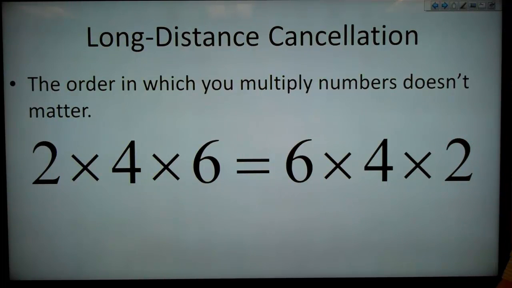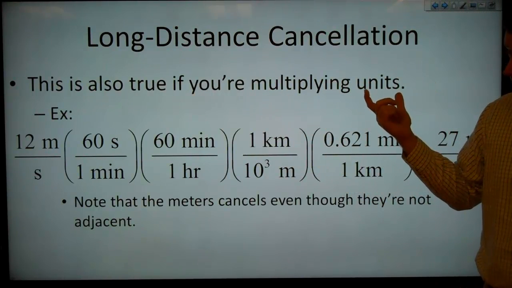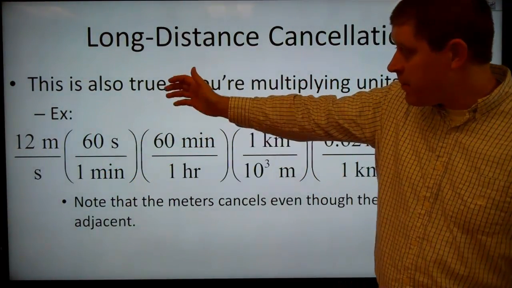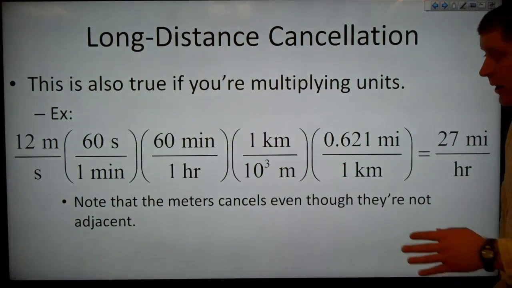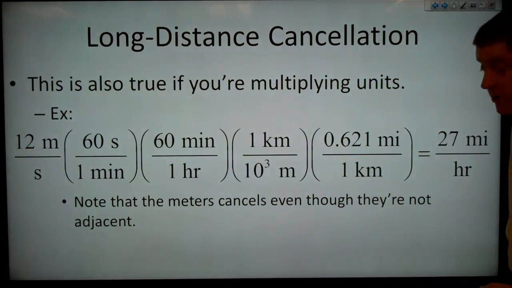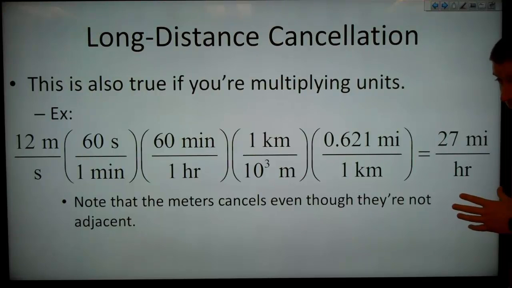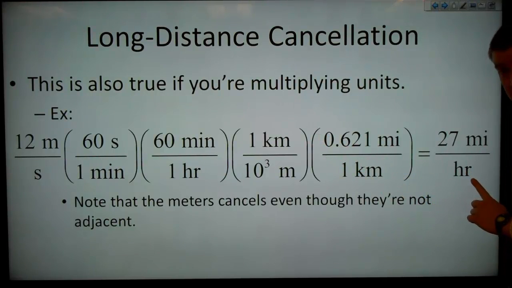for multiplication. And this means that it's also true if you're multiplying units together. So if we have something like 12 meters per second multiplied by 60 seconds per minute times 60 minutes per hour times 1 kilometer per 1,000 meters times 0.621 miles per kilometer, that gives us 27 miles per hour. So we know that 12 meters per second is equal to 27 miles per hour.